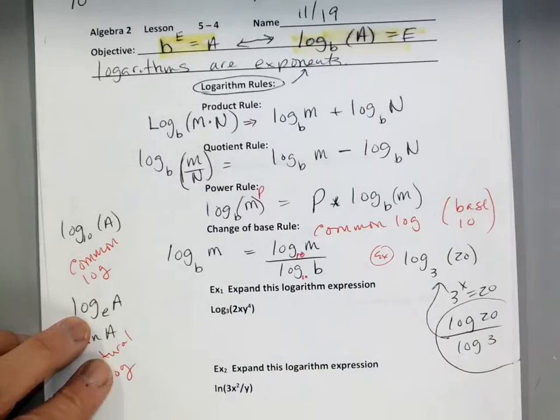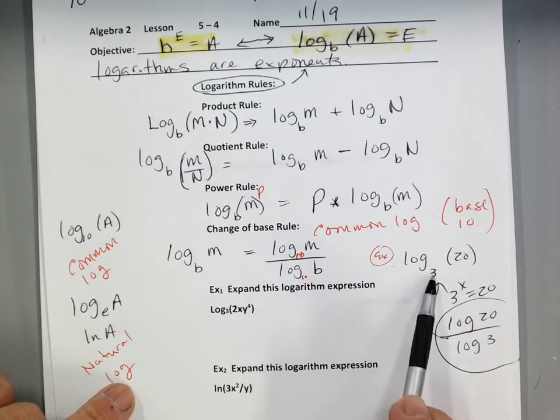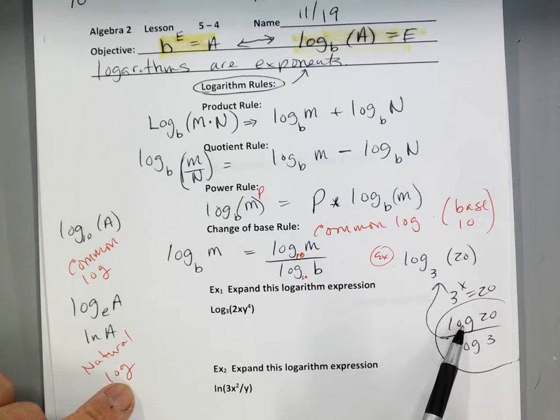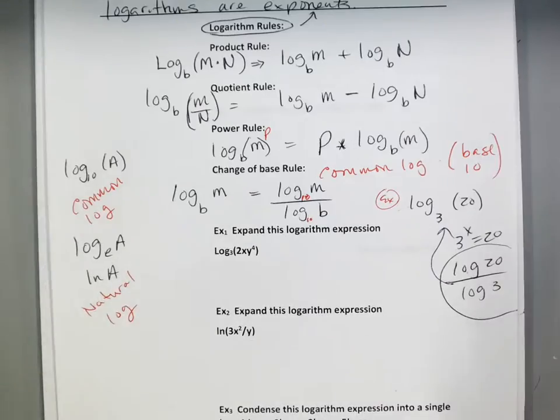is 20. Okay? So if you don't have a super fancy calculator or some kind of software that does different bases, you have to change it to base 10. Because base 10 we can do on a normal calculator. You can use common log. Okay? Alright, let's keep going.